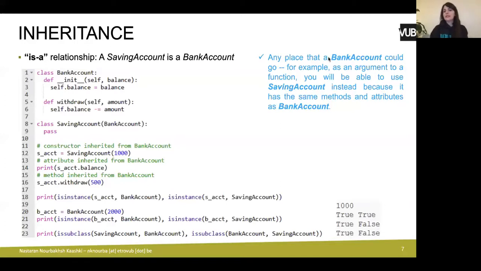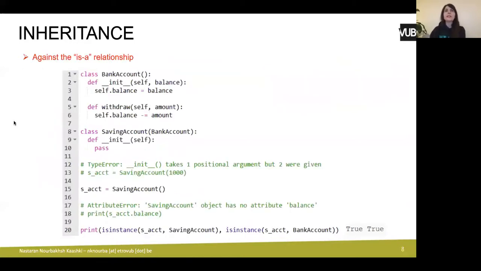So any place that a bank account could go, for example, as an argument to a function, you will be able to use saving account instead, because it has the same methods and attributes as bank account. But you will see an example that you may sometimes violate this condition, but it's not really recommended. You should not do that. So this is the example that I'm saying violates the is-a relationship.